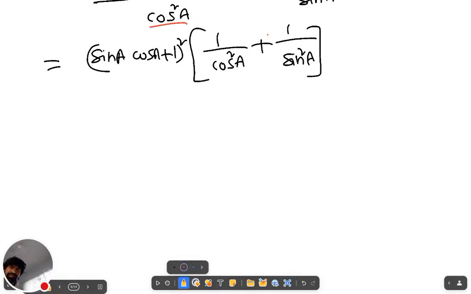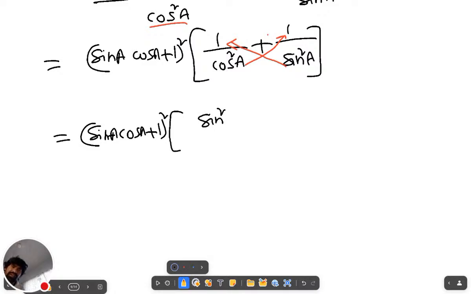Next, here cross multiply the terms. 1 into this sin square A, here 1 into cos square A. So what do we get here? Sin A cos A plus 1 whole square. Now 1 into sin square A, sin square A plus 1 into cos square A, cos square A whole by multiply the denominator, sin square A into cos square A, right?